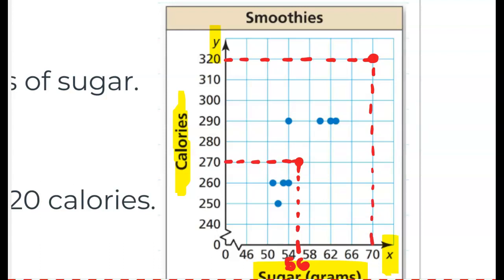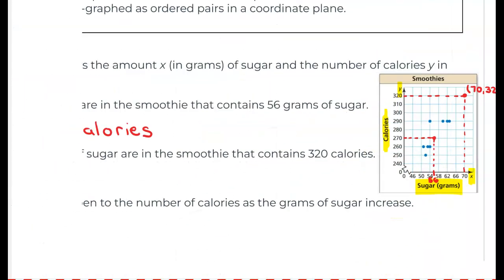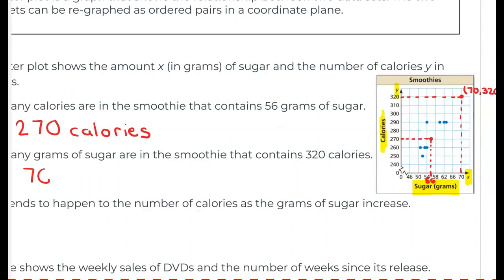We end up at 70. So 70 grams of sugar, 320 calories, or vice versa. You may even see this sometimes written as a point, like 70, 320. Since you know your units, you know what both of those numbers mean in context. So for problem 2, we would write 70 grams of sugar. Or we could just say 70 grams, since we already know we're talking about sugar. Which is a lot of sugar, especially for a smoothie.